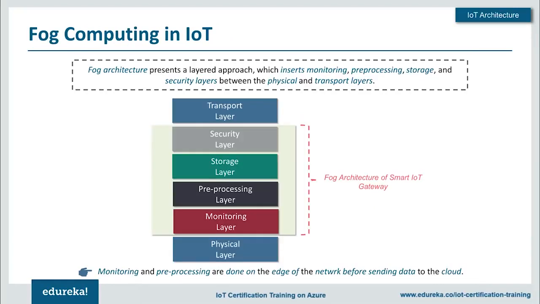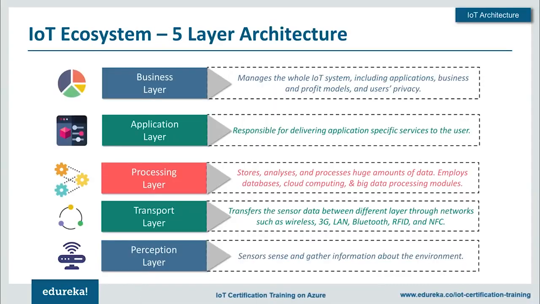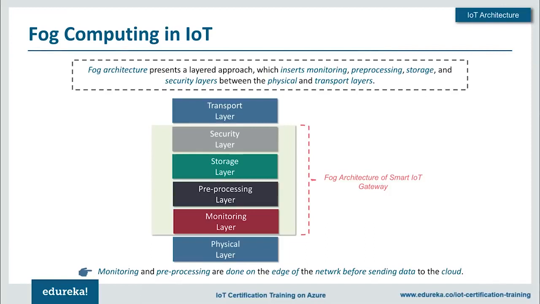Now, fog computing is something that represents a layered approach wherein we actually insert monitoring, pre-processing, and storage with the security layer between the physical and the transport layer. Let me just go back a few slides here to help you understand this. Now, if you actually look, my fog mostly comes between these 2 layers, wherein I add 4 new layers. Now, this is used in order to make a system quite smarter or effective. Between my physical layer and my transport layer, I have a monitoring layer, a pre-processing layer, a storage layer, and a security layer.